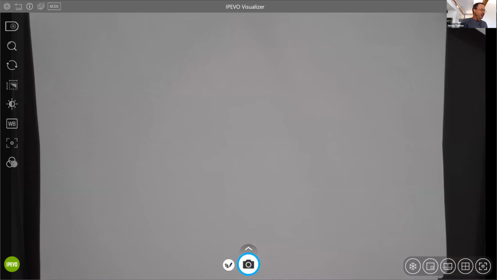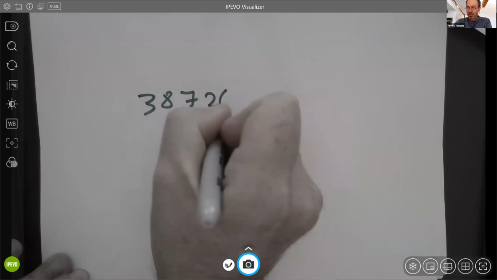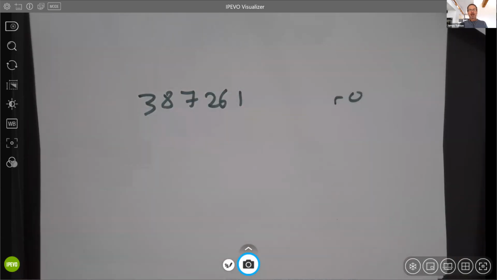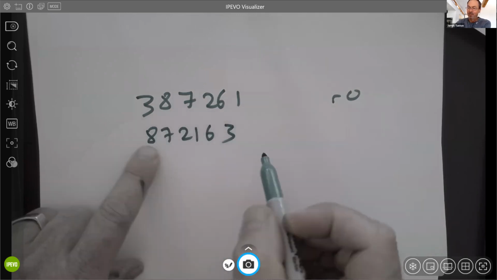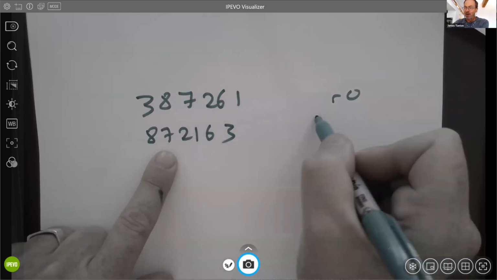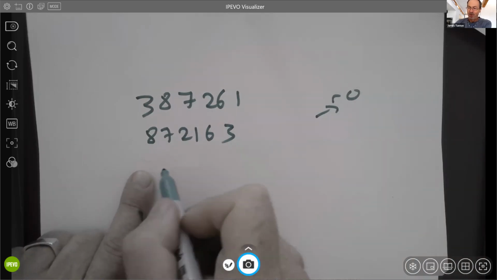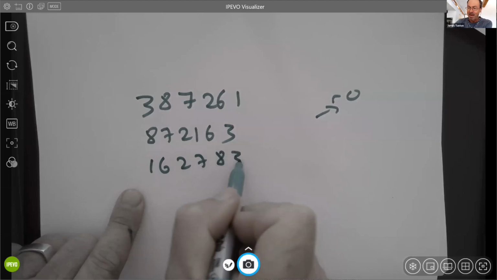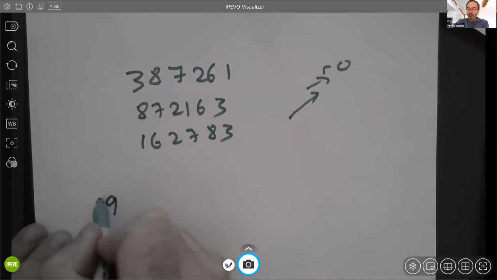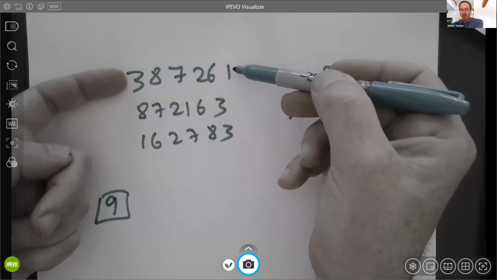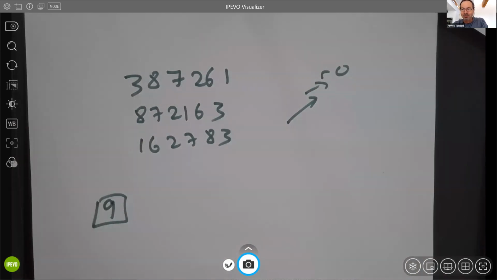One final comment. I started off today with this number, 387261, which has a remainder of 0. It's divisible by 9. Here's the thing. If I reorder the digits, 872163 has the same sum of digits. It must also have a remainder of 0, divisible by 9. Or if I write the number backwards, 162783, it still has a remainder of 0 because it's the same sum of digits. This is freaky. The number 9 has the amazing property: you take a multiple of 9, rearrange its digits, it's still a multiple of 9.